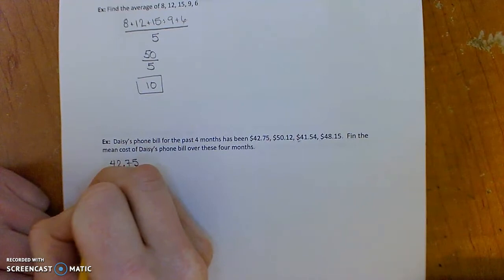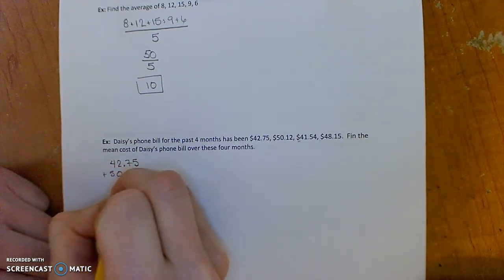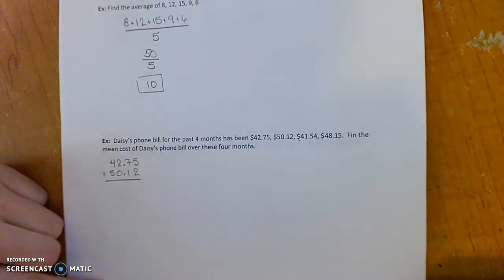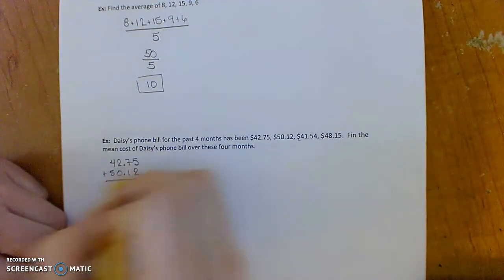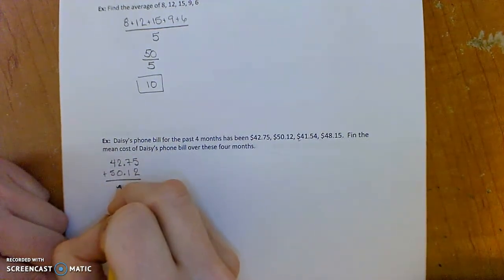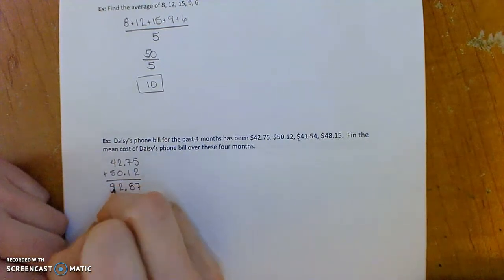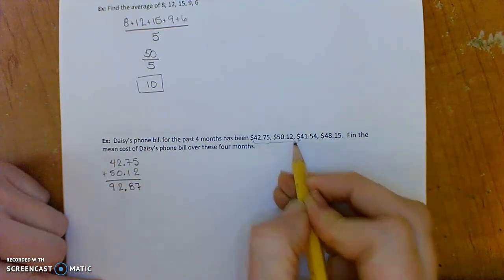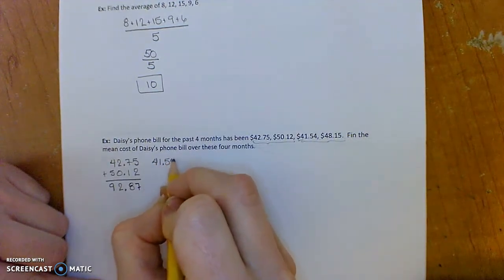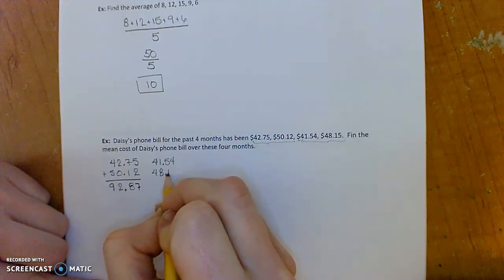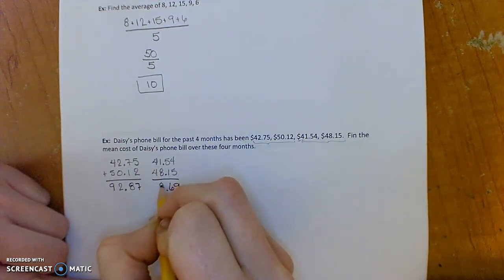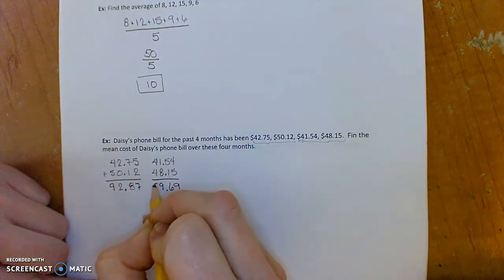Again, you want to split up your work so that you're still getting lots of practice, but you don't overburden yourself with the calculations. So I'll just add these maybe 2 at a time. 5 plus 2 is 7, 7 plus 1 is 8, 2 plus 0, 4 plus 5. And so I added these 2 together. Now let me add these 2 together. 41.54 plus 48.15. We get 9, 5 plus 1 is 6, 8 plus 1 is 9, 4 plus 4 is 8.